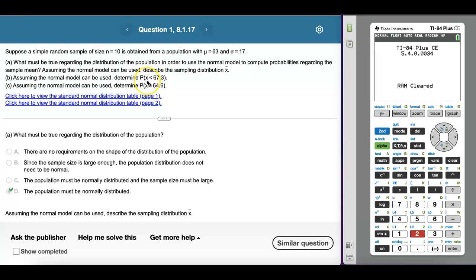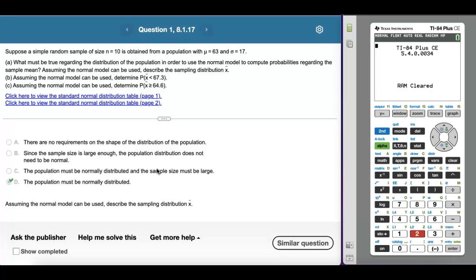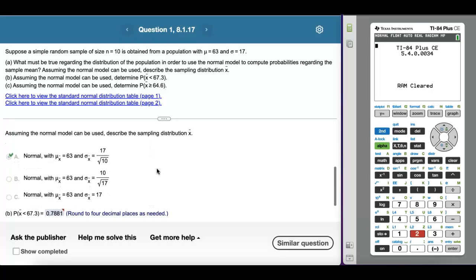Okay, so here we're asked to calculate the probability that x bar is less than 67.3 and this one greater than or equal to 64.6. So for this, I'm going to use the calculator. One of the intermediate steps that we do here is we first determine the mean and standard deviation of the sampling distribution x bar.